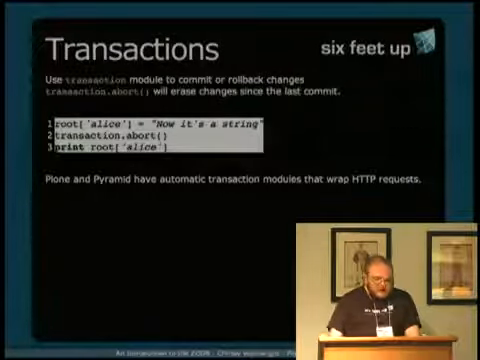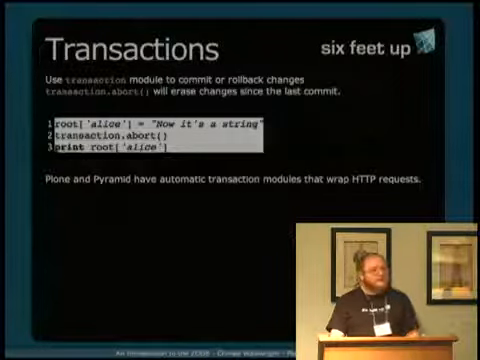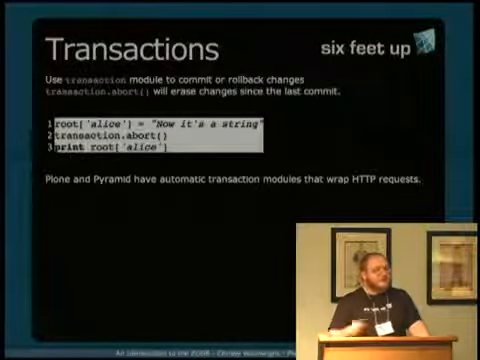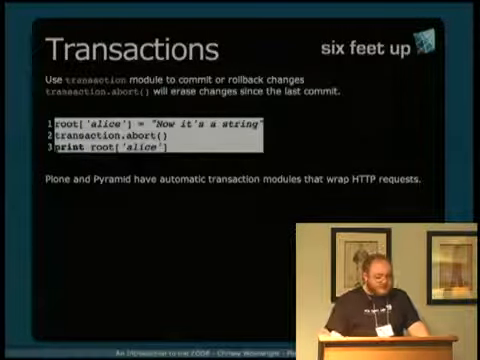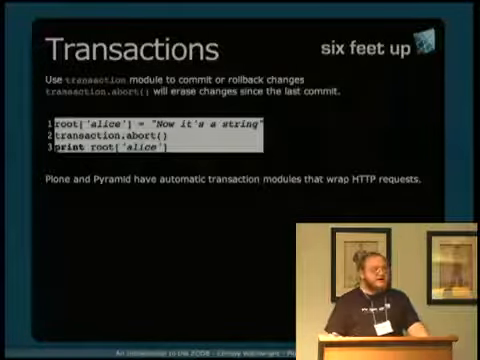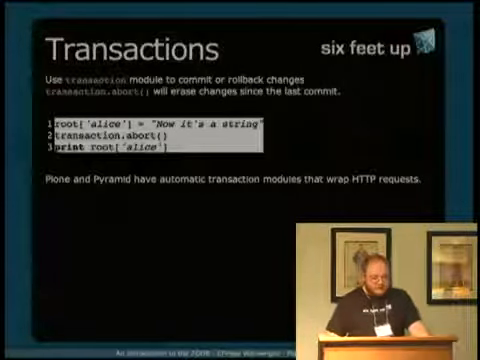So here I'm changing the Alice pointer, or the Alice value, to be a string. So it's no longer pointing to that Birthday object, which is kind of just sitting off somewhere by itself in memory. If I call transaction.abort, that change is undone, and I'm pointing back to that object again because we committed that change.